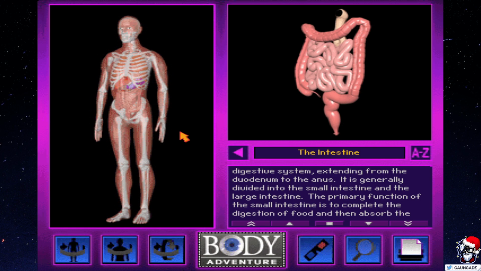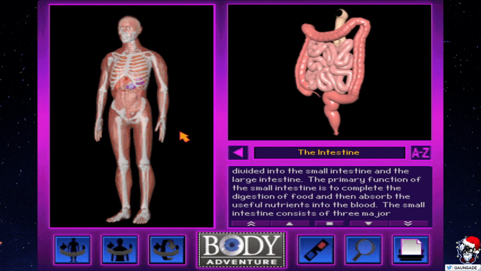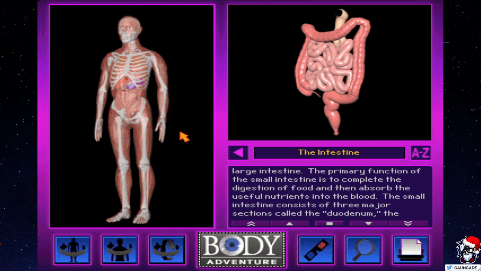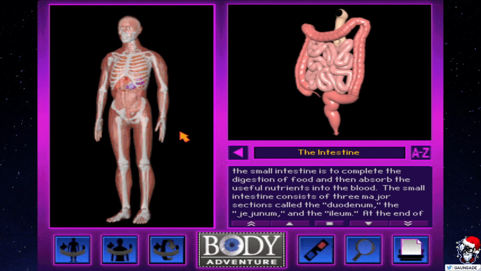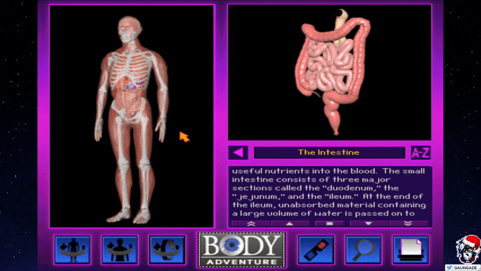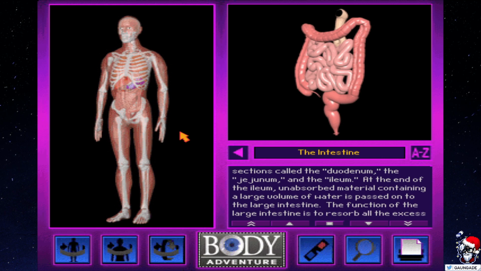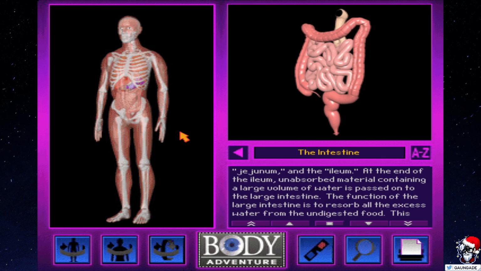The primary function of the small intestine is to complete the digestion of food and then absorb the useful nutrients into the blood. The small intestine consists of three major sections called the duodenum, the jejunum, and the ileum. At the end of the ileum, unabsorbed material containing a large volume of water is passed on to the large intestine.